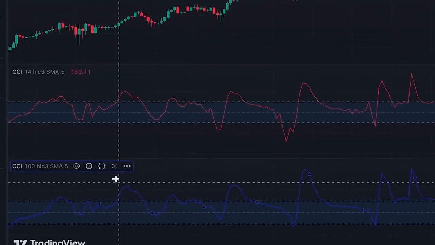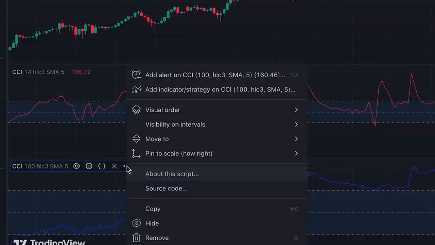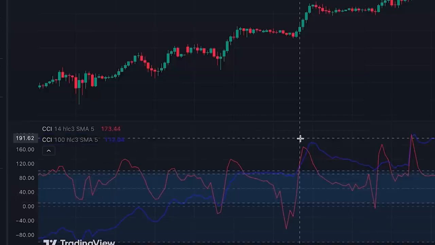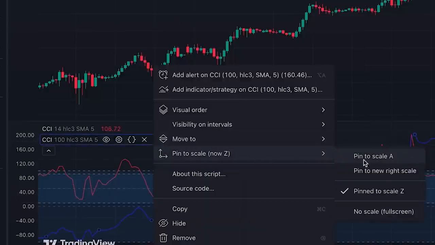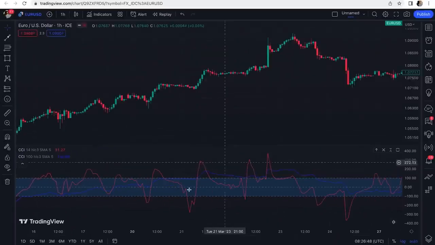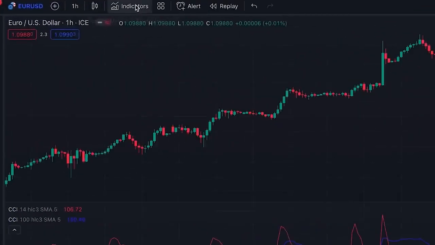Here in the longer CCI, we click on these 3 dots and then move to, and then we click on existing pane above. Again, we click on the 3 dots and then pin to scale, and we click on pin to scale A. Alright, we're done here, and now we must add the last indicator.